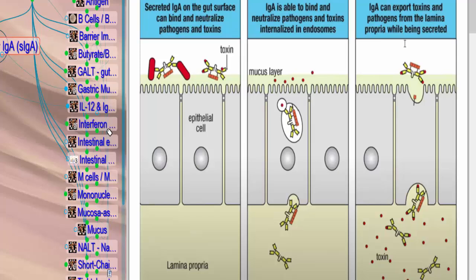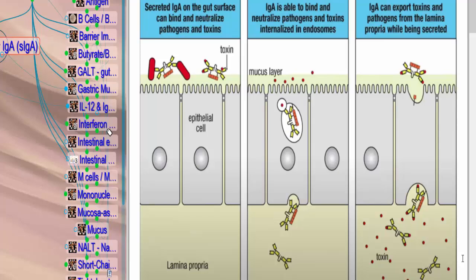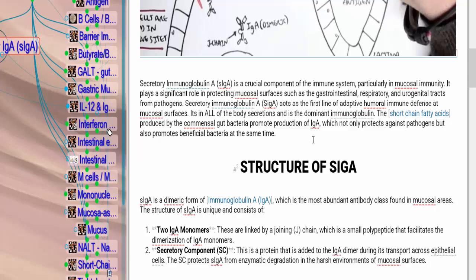And we then see that it can, on the last panel, export things from the bottom. Let's say toxins or bacteria got all the way down into the lamina propria. Here it's grabbing them, and through channels in the cell, it's moving them up and out, and it's binding to them. It acts as the first line of adaptive humoral immune defense. We haven't really gotten into the adaptive humoral immune system yet. That's coming along. But it's a very important part of our mucosal immunity.